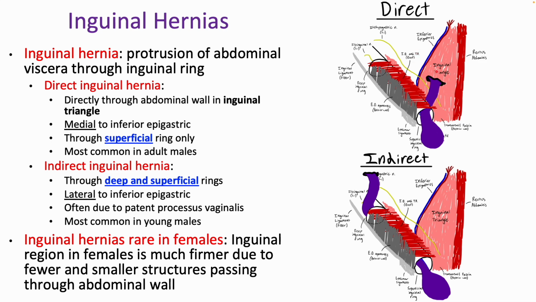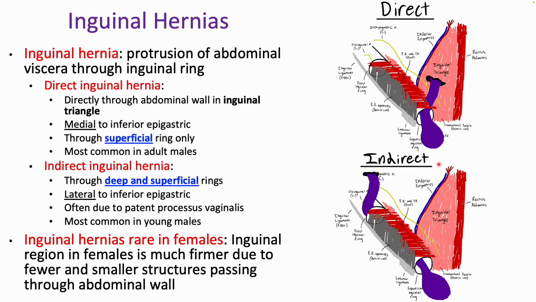And so since it's only formed by transversalis fascia, it's really thin and it's pretty prone to hernias that bust through. And so a direct one is going to go directly through the abdominal wall in this inguinal triangle, which is medial to the inferior epigastric, because we saw that that's the lateral border here. And it's going to pass through the superficial ring of the inguinal canal only. So it doesn't go through the deep ring. It's going to enter from the side and pass through the superficial ring only. And this is most common in adult males.